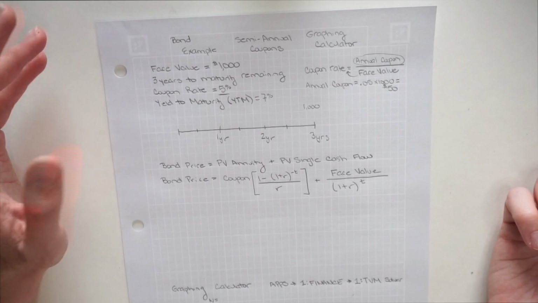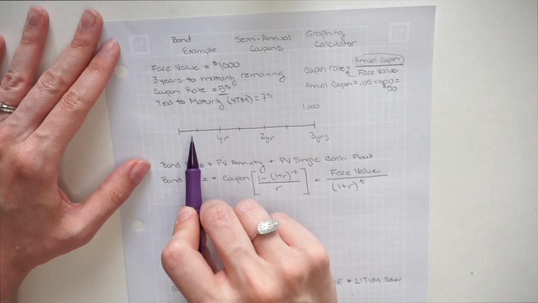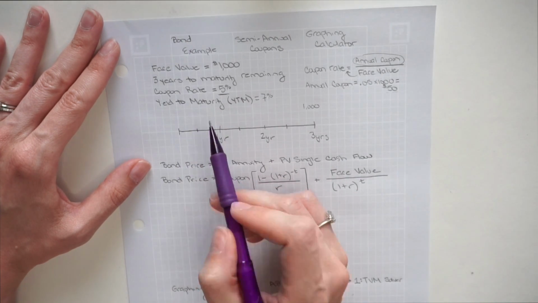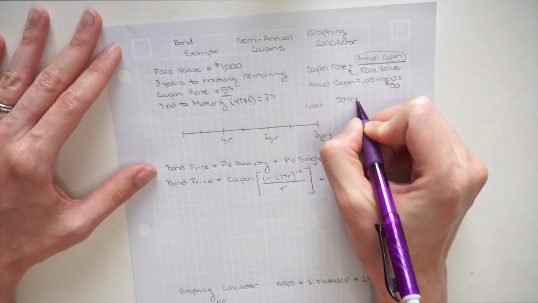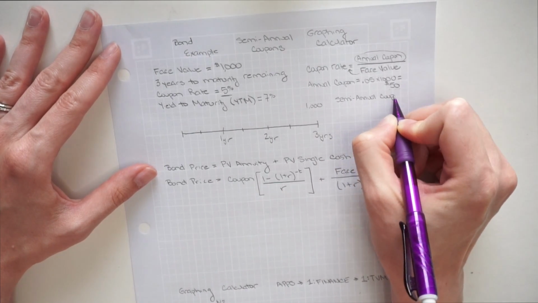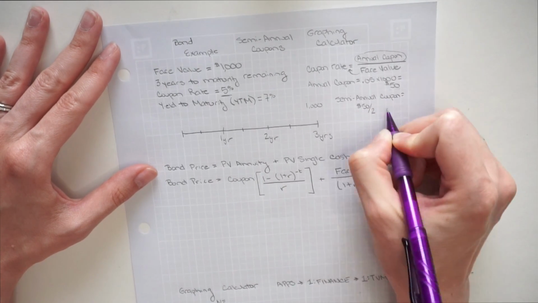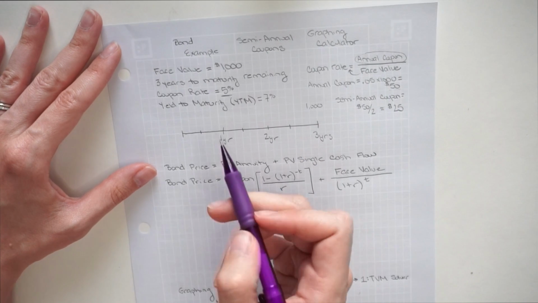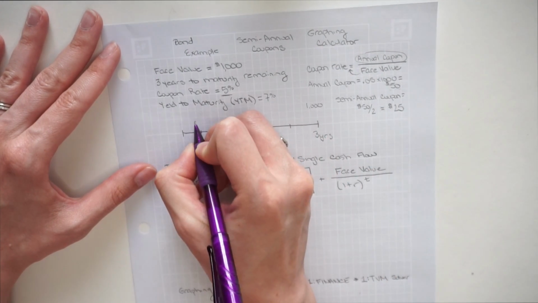But in this case, I need a semi-annual coupon, not an annual coupon. So what's nice about the bond market is all you have to do is take this number and divide it by the number of coupons per year, and that gives you your coupon payment. So my semi-annual coupon is equal to $50 divided by 2, or $25. So now I'm going to add that $25 every 6 months to my timeline.